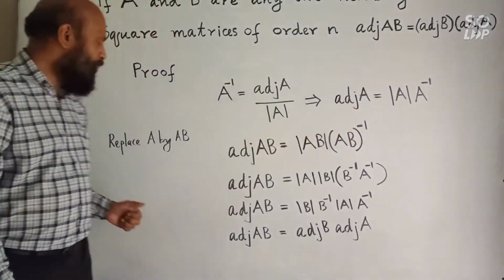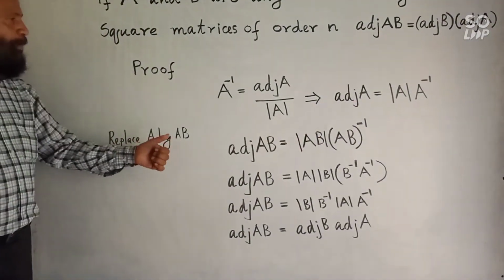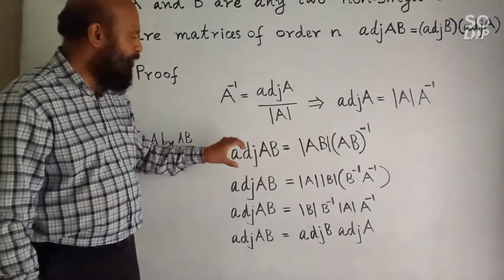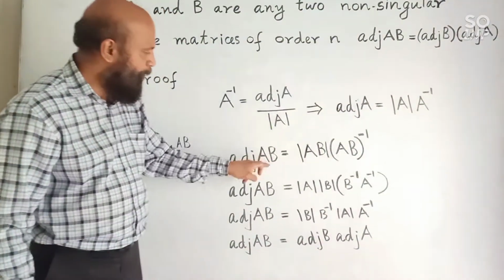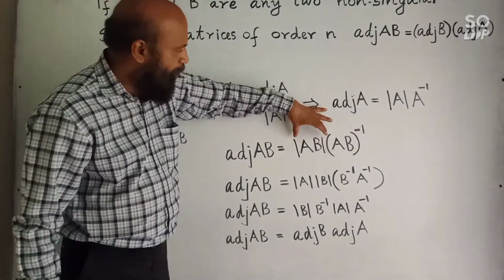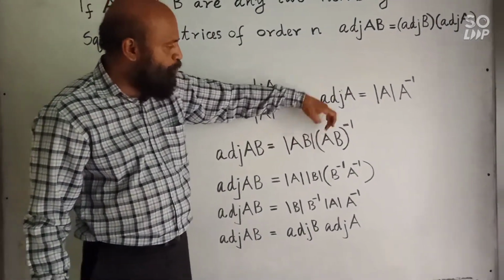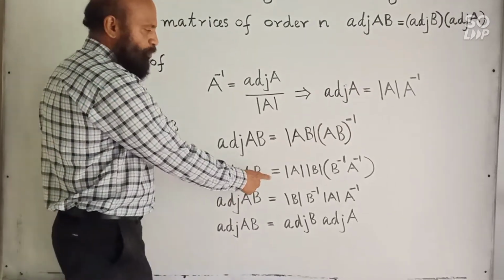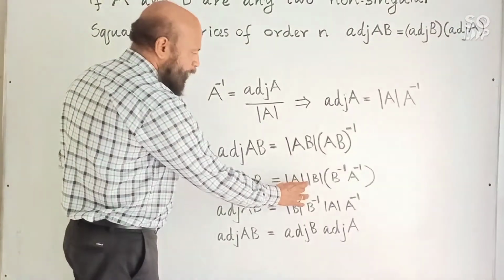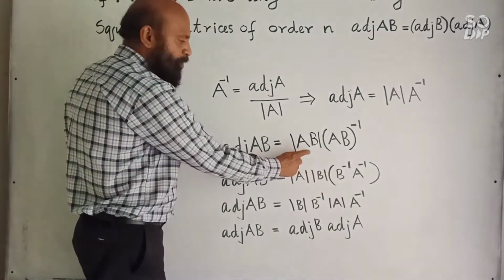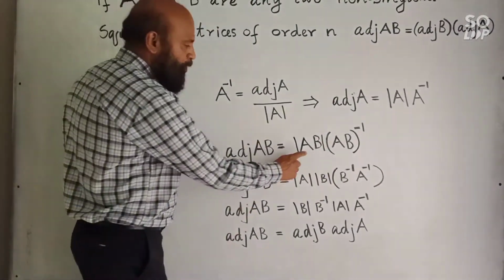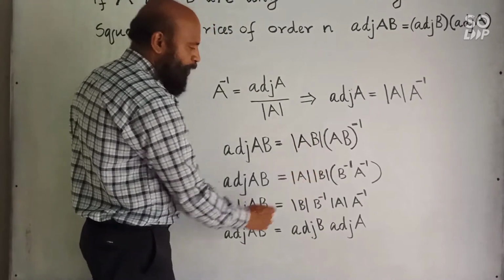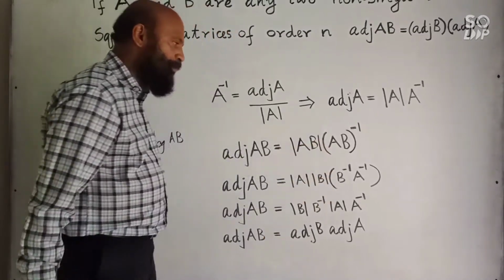In this expression, you replace A by AB. Wherever A is there, you write AB in this expression. So adjoint of AB is equal to determinant of AB into AB inverse. So adjoint of AB is equal to determinant of A into determinant of B. Here we can use product rule of determinants. Determinant of AB is equal to determinant of A into determinant of B.